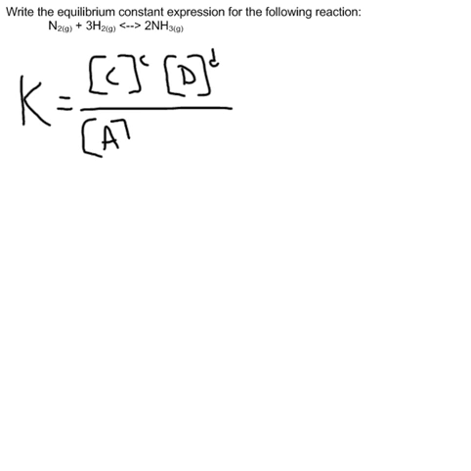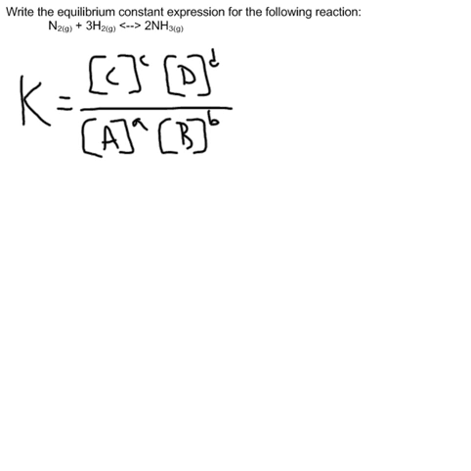So the K expression takes the form of products on top of the fraction and reactants on the bottom of the fraction. Now, the way this is set up in general, it looks like there's two products and two reactants. However, it doesn't have to be two. It could be 10, it could be 1, it can be whatever the equation gives us. But just remember that the CD really just means all the products, any of the products that are gases, and the AB just means any of the reactants that are gases.